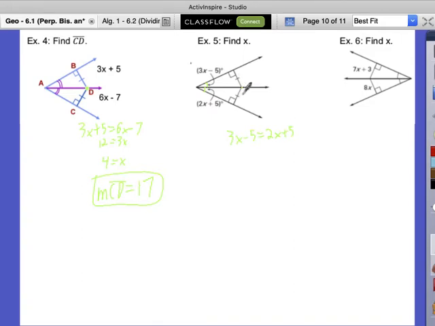Does anyone have any questions on how we figure that out from the picture? No. Okay, go through and solve. Subtract 2x, subtract 2x. x minus 5 is equal to 5. Add 5, add 5. x is equal to 10. You get to plug it back in? Okay. I want you guys to try example 6 on your own real quick.